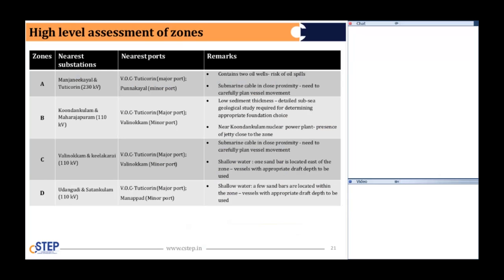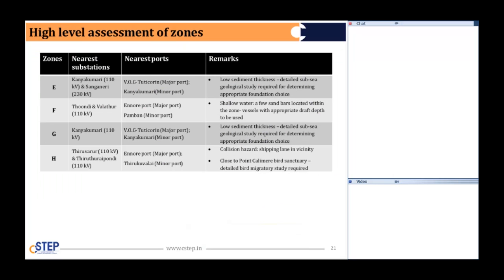Then it's near the Kudankulam nuclear power plant, so the presence of the jetty is close to a zone which could be used for staging activities for wind turbine vessels, etc. So we've obviously listed these remarks for all these zones.